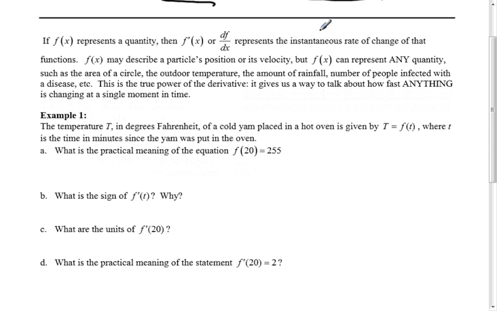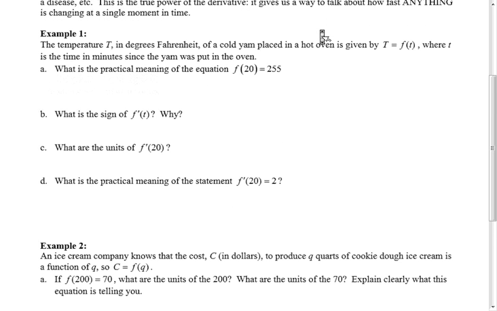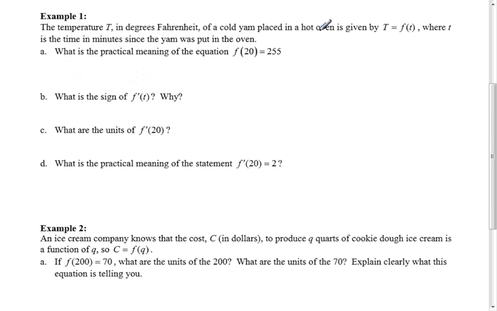Calculus is change. So the real idea behind a derivative is to tell us how fast something is changing at any moment in time. So we have an example here. The temperature, T in degrees Fahrenheit, of a cold yam. Everybody loves yams, right? Placed in a hot oven is given by a function of time, where T is minutes since it was put in the oven.